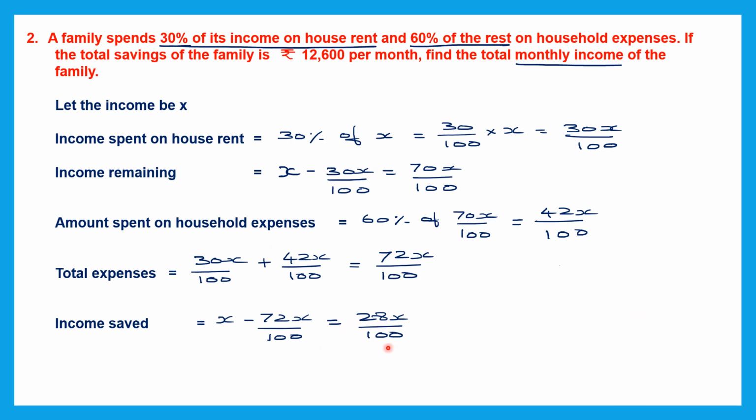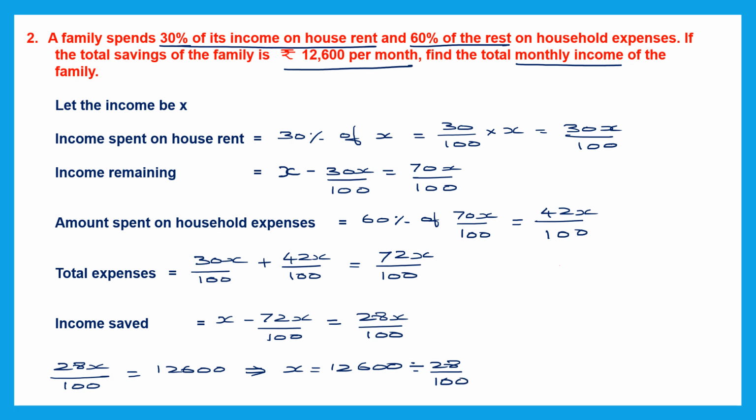So here 28x by 100 is the saving, and we are also given the savings amount here, that is 12,600. So 28x by 100 is equal to 12,600. Now we can find the value of x. We can say x is equal to 12,600. Now here we have 28 by 100, isn't it? It's multiplication. So when it goes to the other side, it becomes division. So divided by 28 by 100.